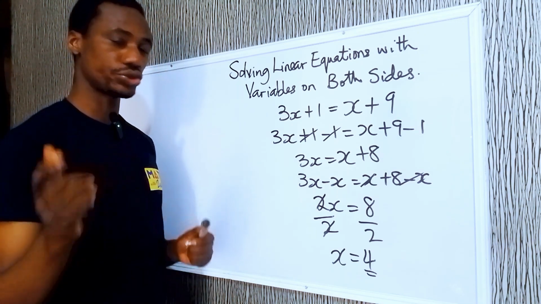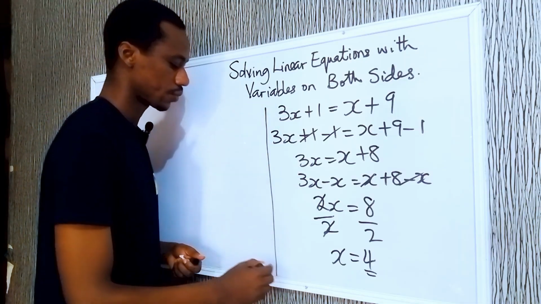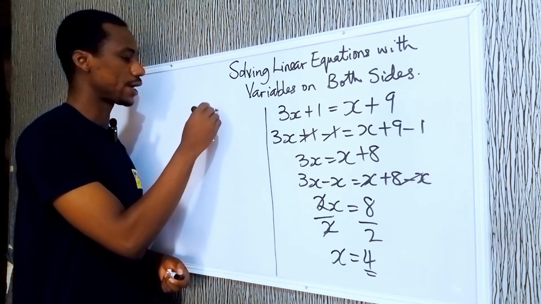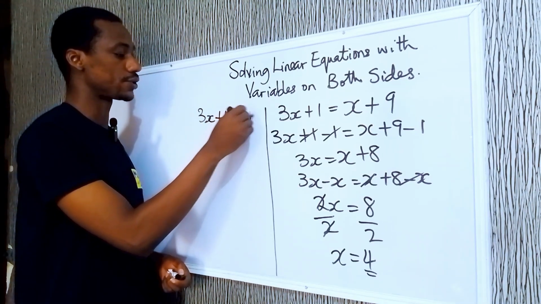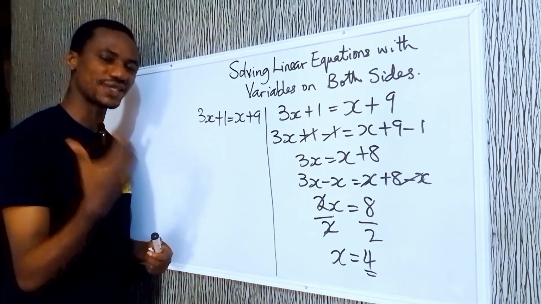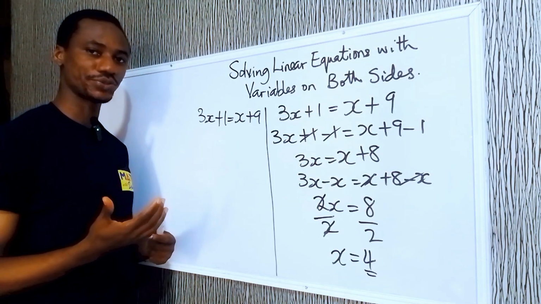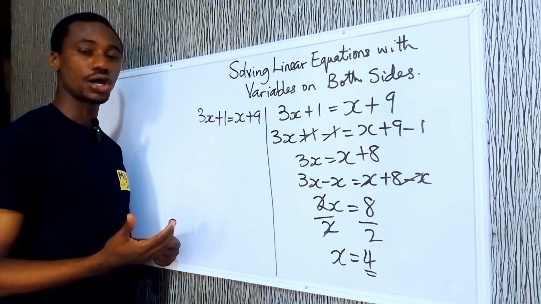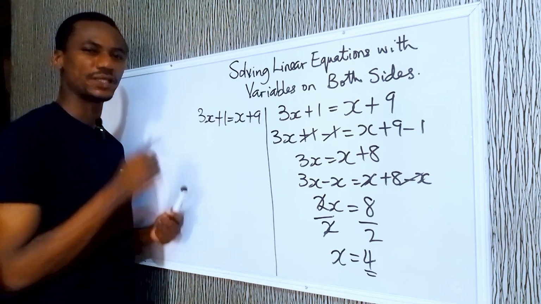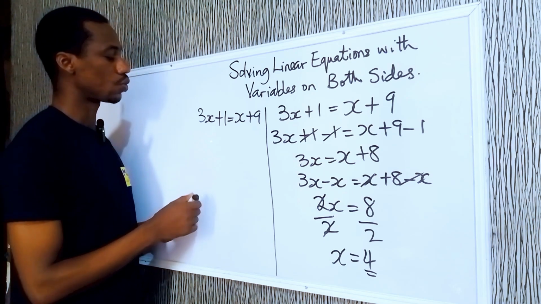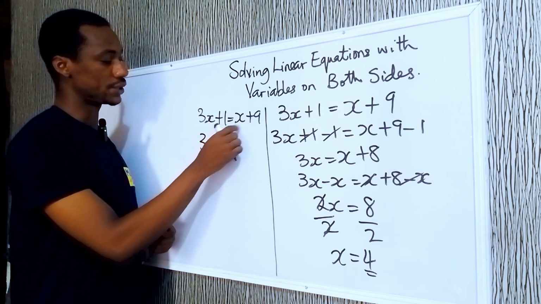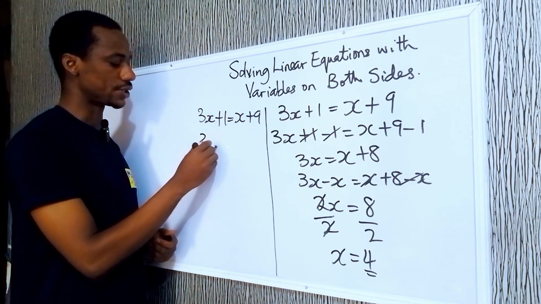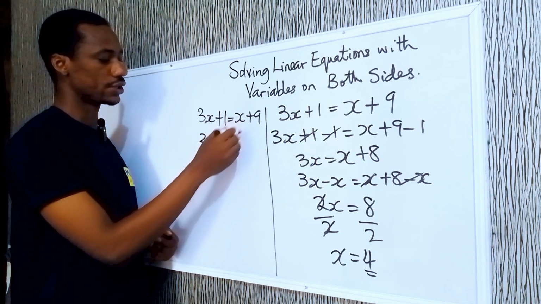But before that, I want to show you the shortcut we use, okay? What we do is that we normally just collect the like terms. We have 3x plus 1 equals x plus 9. Now that we have mastered the balance procedure, that balance procedure is actually what led to this shortcut I'm going to show you. Now, what we're going to do is we'll bring this x to this side, and because it's positive here, it becomes negative.